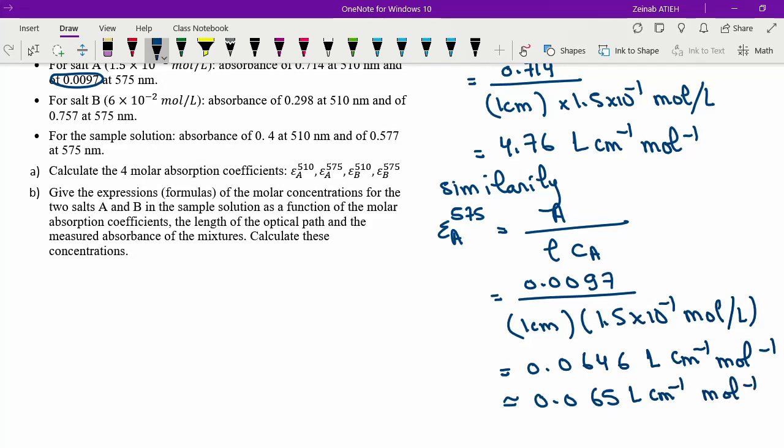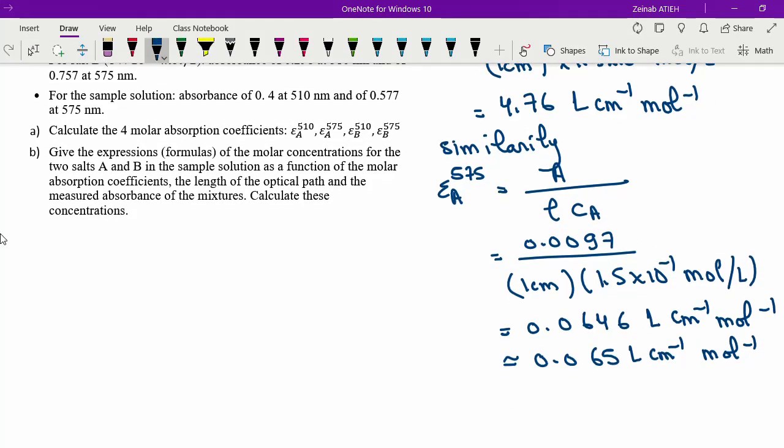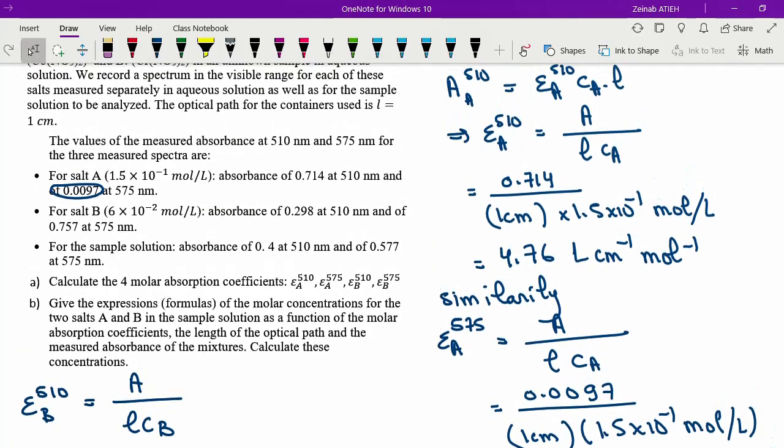Let's do the same for salt B. So epsilon B at 510 equals the absorbance over L times the concentration of B. From the given, you can see that the concentration of B is 6 times 10 to the power minus 2, and the absorbance at 510 is 0.298.